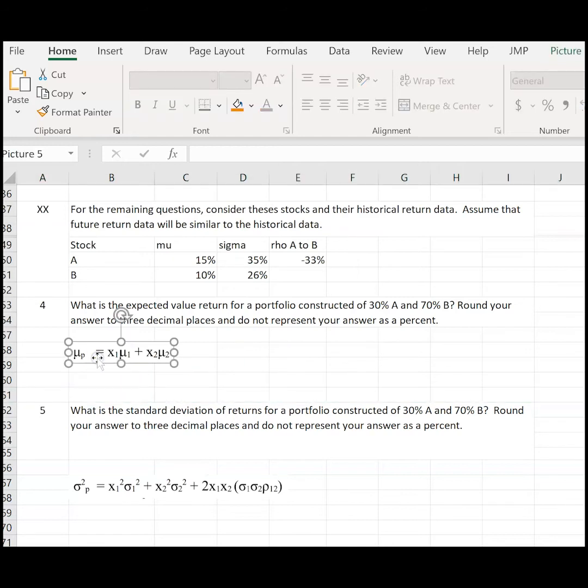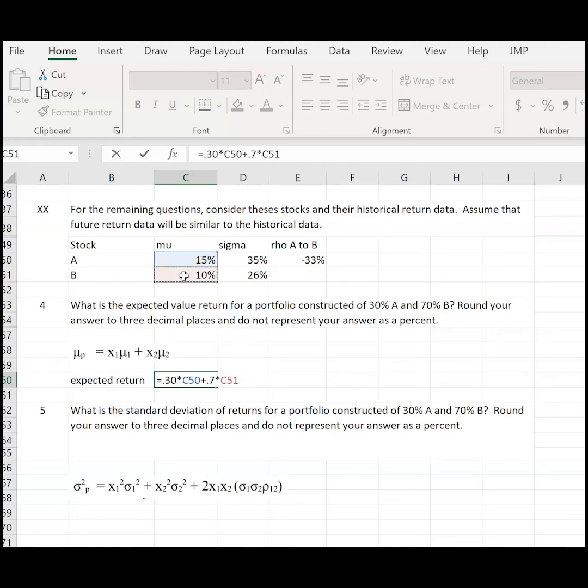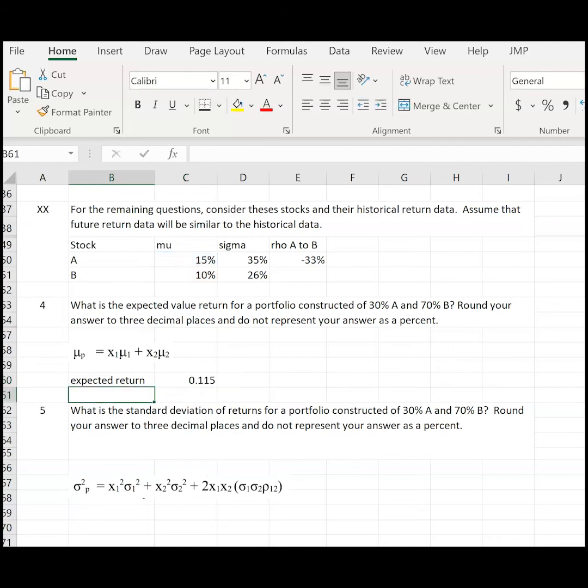I went ahead and put in our little equations here for calculating the mean and standard deviation of a portfolio with 2 stocks. And I'm just going to go ahead and calculate those. All right, so if we're looking for expected return of 2 stocks, we take the weight of stock A times the expected return of stock A plus the weight of stock B, which is 0.7, times the expected return of stock B. All right, and we get 0.115 or 11.5%.